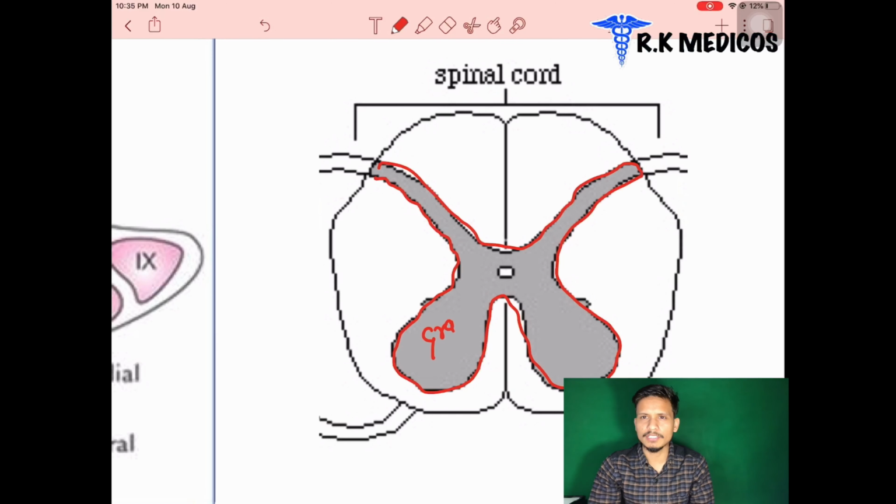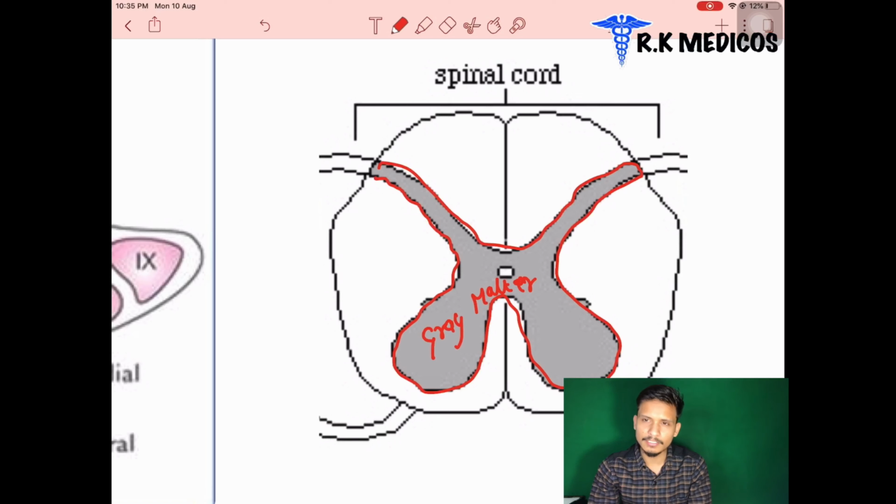This whole region is the gray matter, and gray matter in the central nervous system, in the brain and spinal cord, is called the collection of cell bodies. It means the collection of cell bodies in the central nervous system, either in the brain or in the spinal cord, is the gray matter.